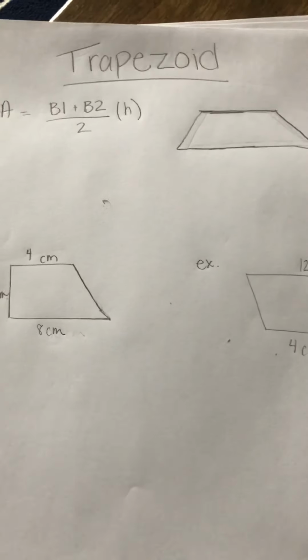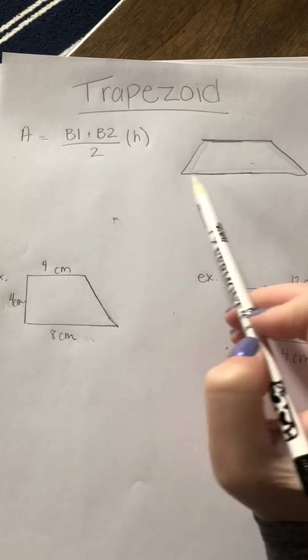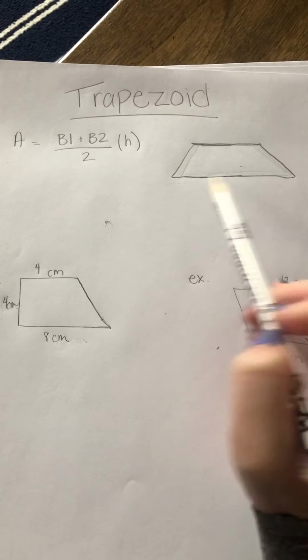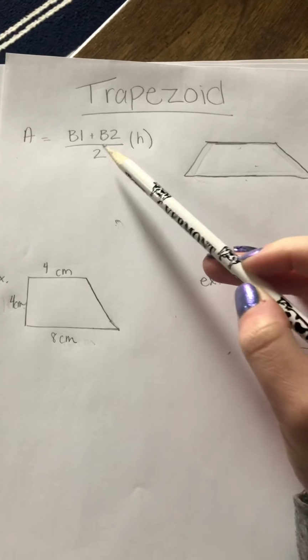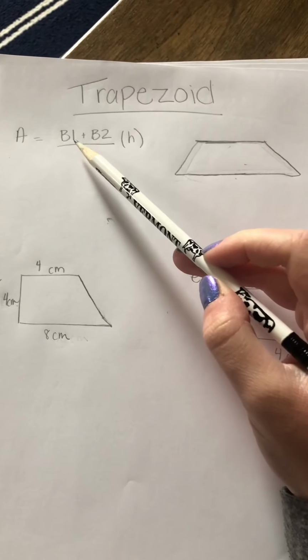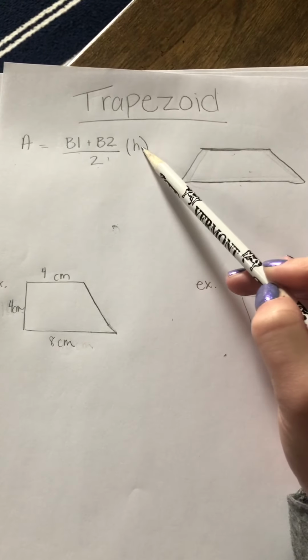Okay, trapezoids. So your trapezoid looks like this, two angled sides. Your base is straight across and it's longer than the top. So this is what it looks like. Now the area is adding your base 1 and your base 2, dividing by 2, and then the height.